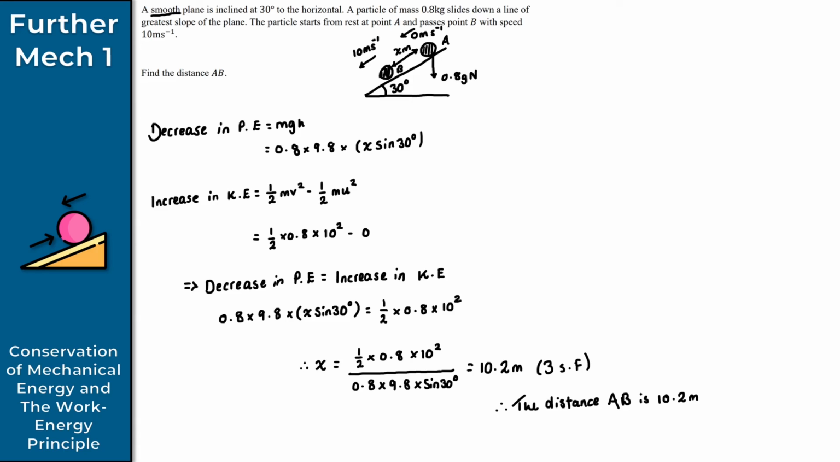Now, obviously, you could have used SUVAT and the constant acceleration formulae as an approach to finding the distance AB. Given that we're looking at conservation of mechanical energy and also the work energy principle, I think it makes more sense to take that as an approach here. But like I said, SUVAT is also absolutely fine. But there we have it then. So that gives us our solution. So that's the solution to the one practice question for this video. And that brings us to the end of this video on conservation of mechanical energy and also the work energy principle.